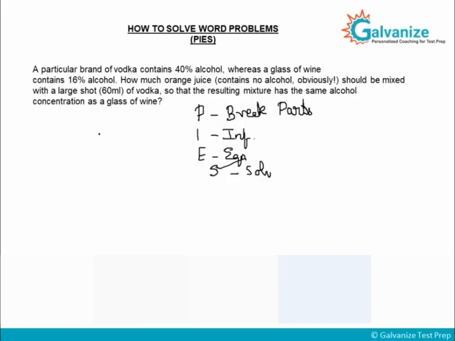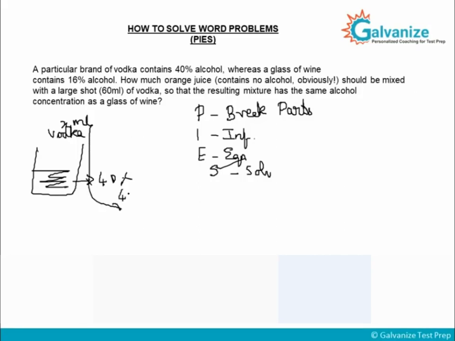A particular brand of vodka contains 40% alcohol. I'm going to try to draw a diagram here to understand this better. I have a brand of vodka. The first statement is a particular brand of vodka contains 40% alcohol. So alcohol content here is 40%. Suppose I say X ml of vodka is present here. So 40% of X will be 40X by 100. This is the quantity of alcohol that I have.